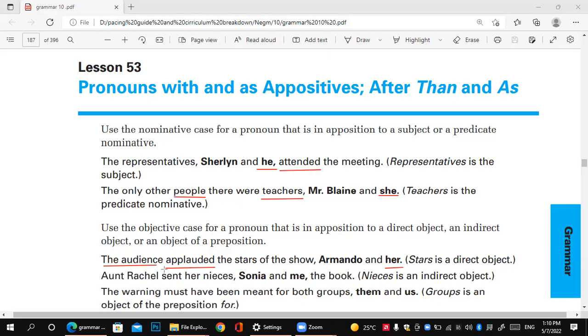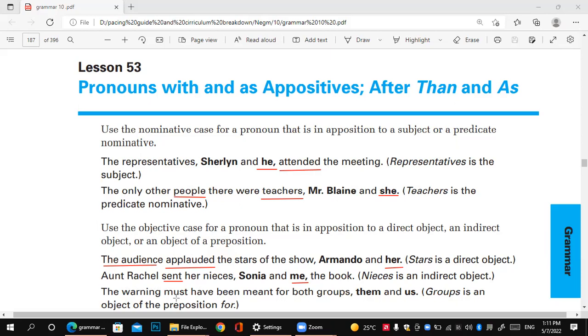So the next example: "Aunt Rochelle sent her nieces, Sunny and me." Me, not I. Why? Because Aunt Rochelle is the subject and sent is the verb. Of course, Sunny and me. Got it now? I think that's coming easy. So the next example now.